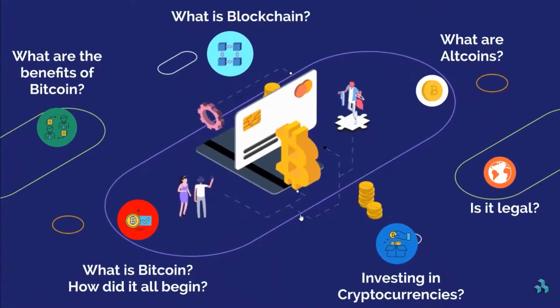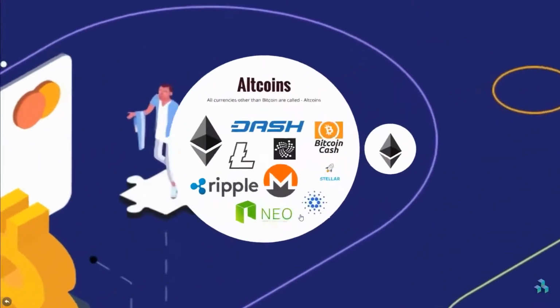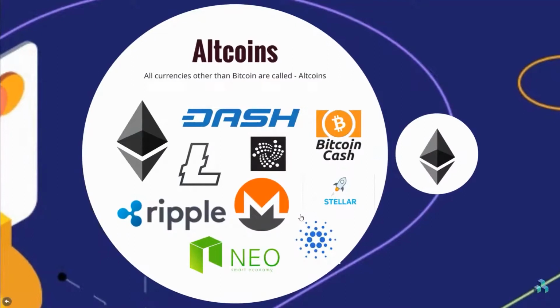All right, so we heard all about Bitcoin, but what are altcoins? All of the currencies apart from Bitcoin are called altcoins. There are a lot of different currencies in the cryptocurrency universe. There's Ethereum, Dash, IOTA, Litecoin, Ripple, Monero, Neo, Cardano, Stellar, and also Bitcoin Cash, which is actually a Bitcoin clone. There are a ton of different currencies on the cryptocurrency market.